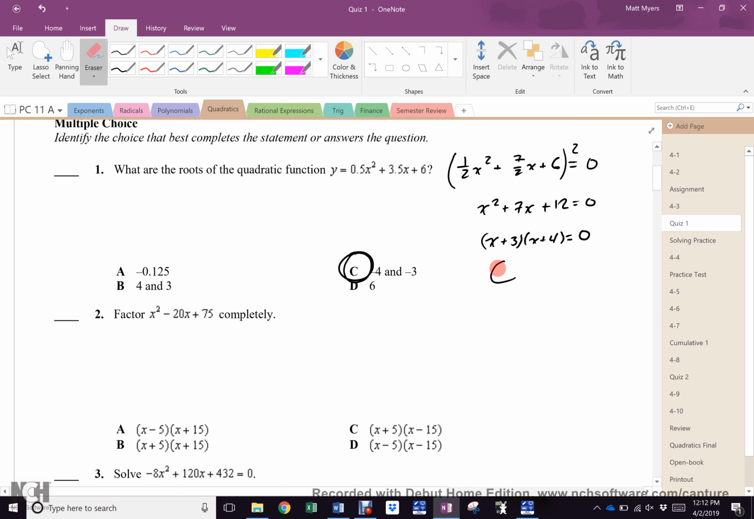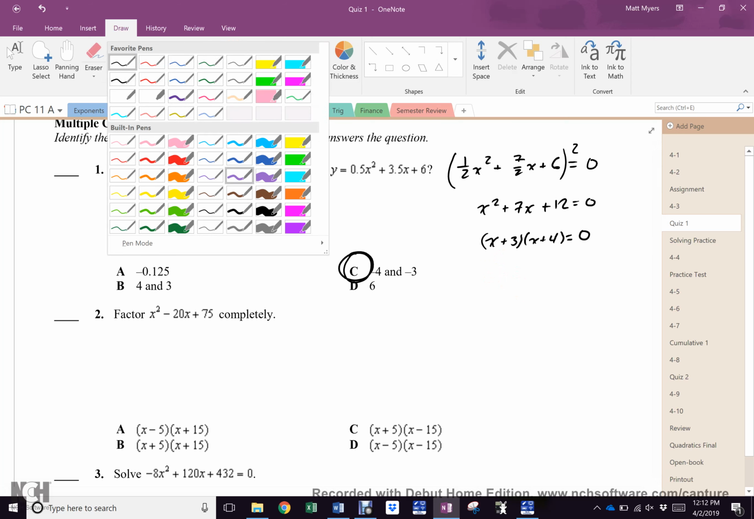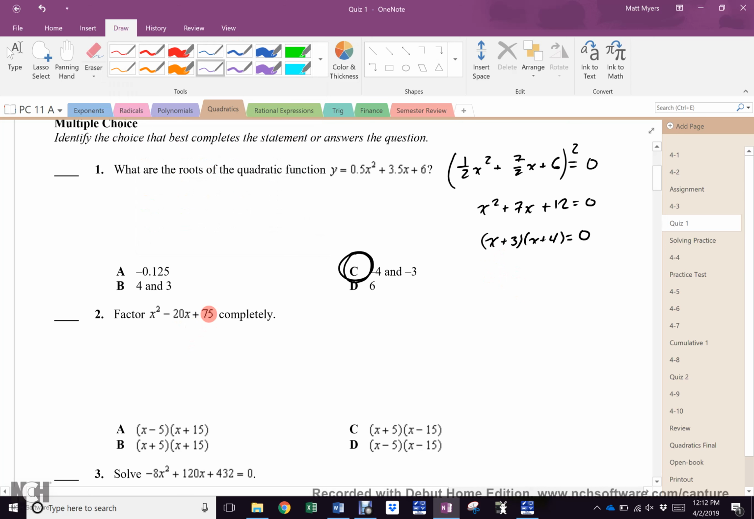Mark your own. I trust you. You're in the 11th grade. Factor this completely. X squared minus 20x plus 75 is, of course, x minus 15 and x minus 5. So the answer is D.